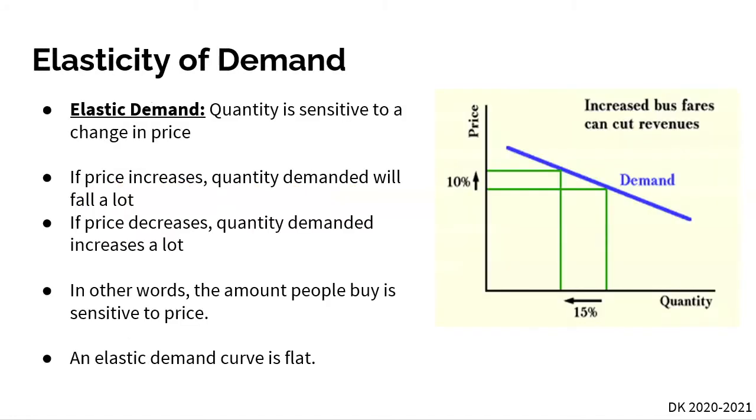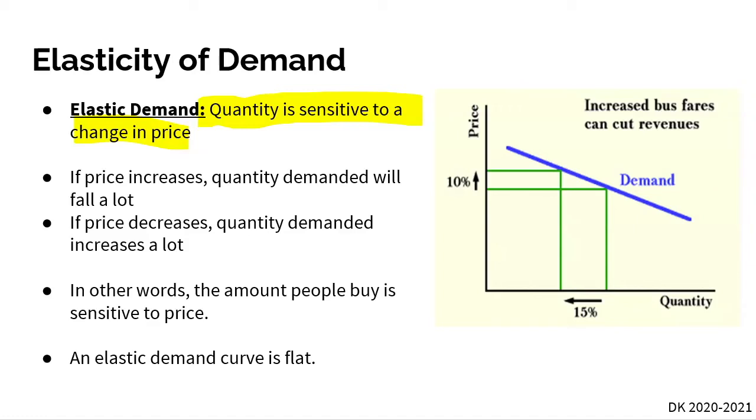Well, if a perfectly vertical line is inelastic, then a perfectly horizontal line, or something close to a horizontal line, is going to be elastic. Elastic demand is just saying that quantity is sensitive to a change in price. In other words, if there is a change in price, our quantity demanded is going to change a tremendous amount.